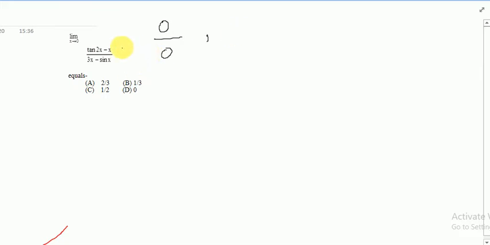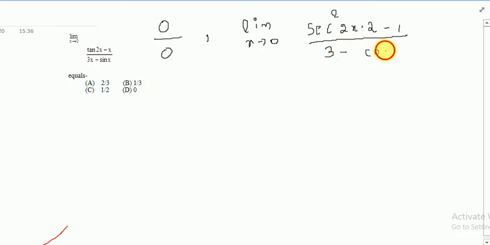So what is the derivative of tan 2x? Derivative of tan x is sec square x. Therefore, you need to consider limit of x tends to 0 as it is. Derivative of tan 2x will be secant square 2x into 2, minus derivative of x, which is 1, divided by, here again you need to differentiate the denominator, that is derivative of 3x will be 3 minus derivative of sin x will be cos x. Now apply limit of x tends to 0.